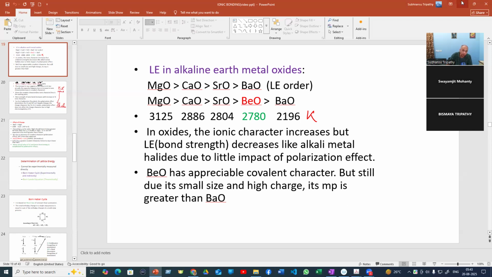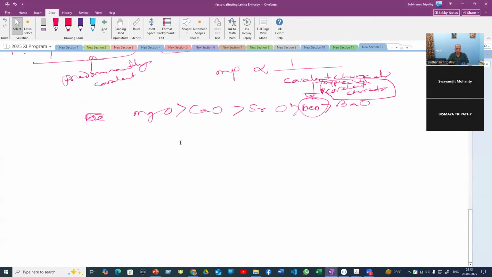So, before going further, let us try to understand what is the polarization effect, what is Fajan's rule.